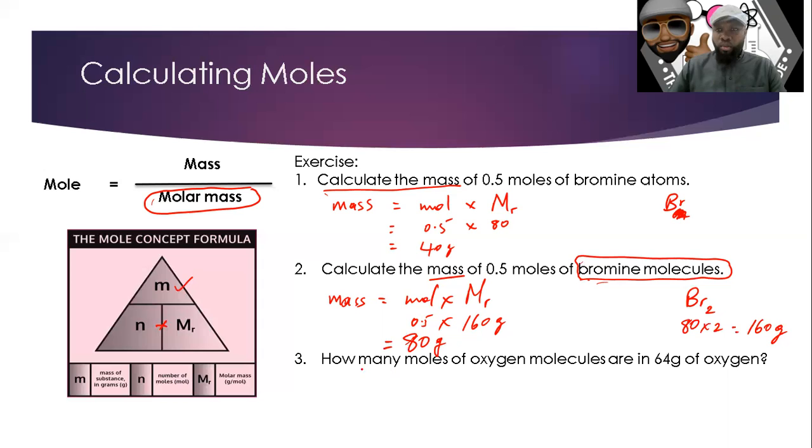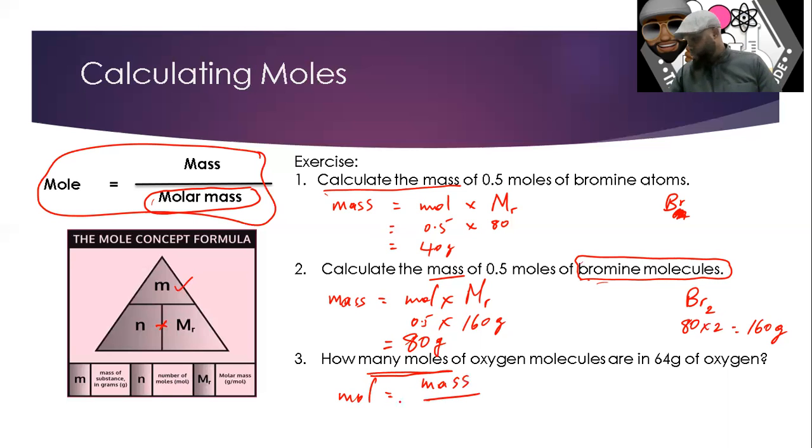Okay, question number 3. How many moles of oxygen molecules are in 64 grams of oxygen? So here you're asked to calculate the number of moles. So then we use the equation in its original form. Moles is equal to mass divided by molar mass. So we've got the mass of oxygen is 64 grams, and the molar mass of oxygen is what?